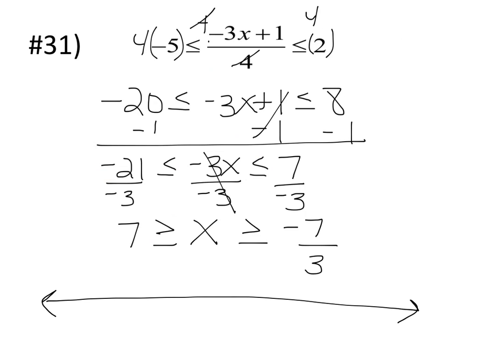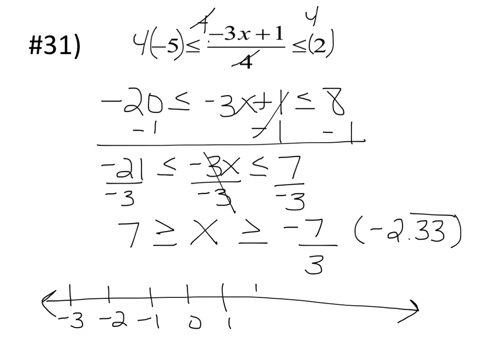So now I'm going to go ahead and write this out. I got 7 and negative 7/3. Now, if you're not sure what negative 7/3 is, go ahead and punch it in your calculator to find out that it is negative 2.33333, so you know what you're dealing with. So I've got negative 3, negative 2, negative 1, 0, 1, 2, 3, 4, 5, 6, 7. Okay, so I'm going to have it closed out on my 7. And then negative 2.333 is about right here.